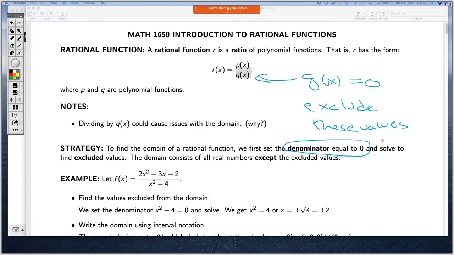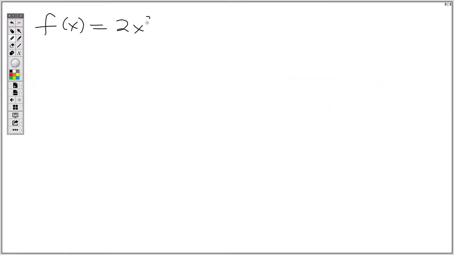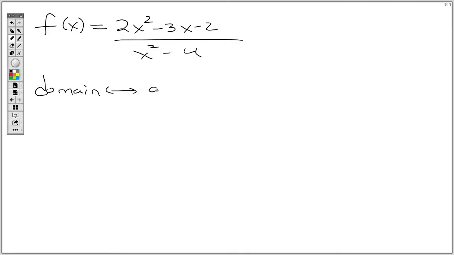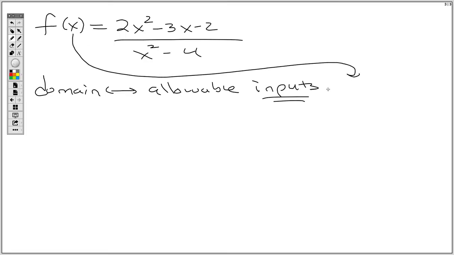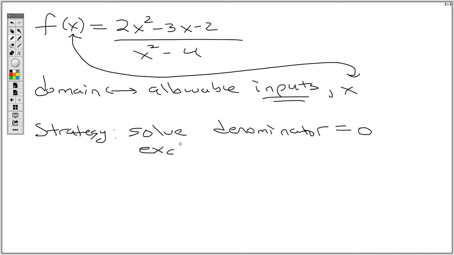Okay? So let's take a look at this function, f of x equals 2x squared minus 3x minus 2, divided by x squared minus 4. The first thing we want to do when looking at a rational function is find the values excluded from the domain. Remember that the domain is the set of allowable inputs. In this case, the inputs are the x's. And so, looking at this, we can't divide by 0. So the strategy here is to solve where the denominator is equal to 0 and exclude the answers.